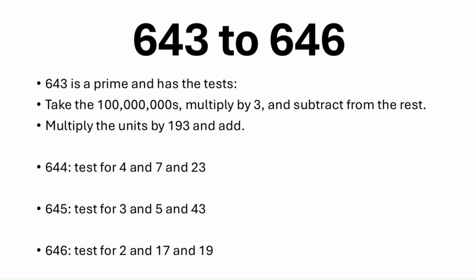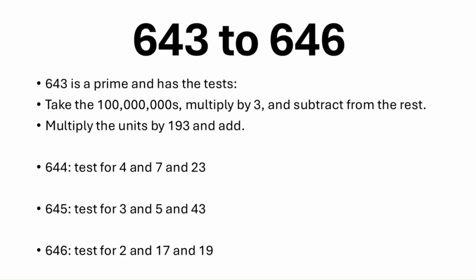643 is a prime and has the tests. Take the 100 millions, multiply by 3, and subtract from the rest. Multiply the units by 193 and add. 644, test for 4 and 7 and 23. 645, test for 3 and 5 and 43.